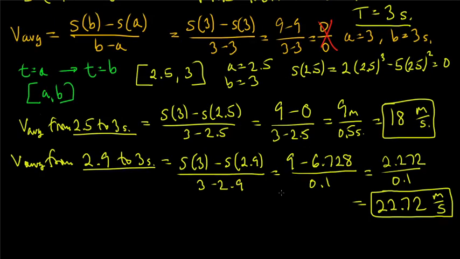If you want to get closer, you can see I'm running out of space here, but let's do one more. Let's do the average velocity from 2.9999 seconds to 3 seconds. 2.9999 is awfully close to 3. So calculating this average velocity, now I think we can say this will be very close to the instantaneous velocity.